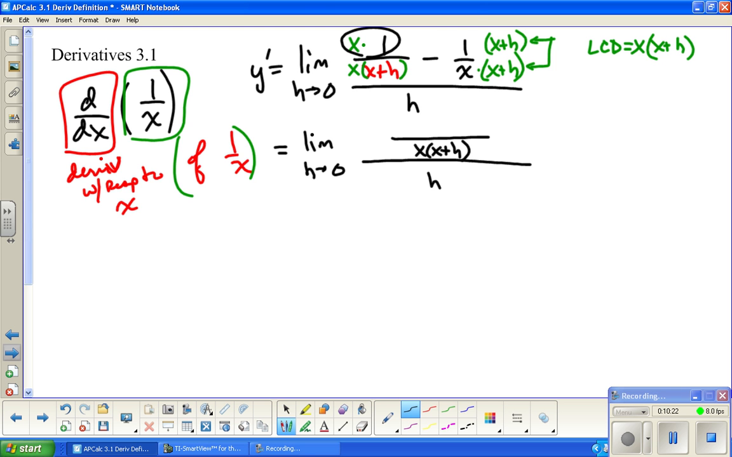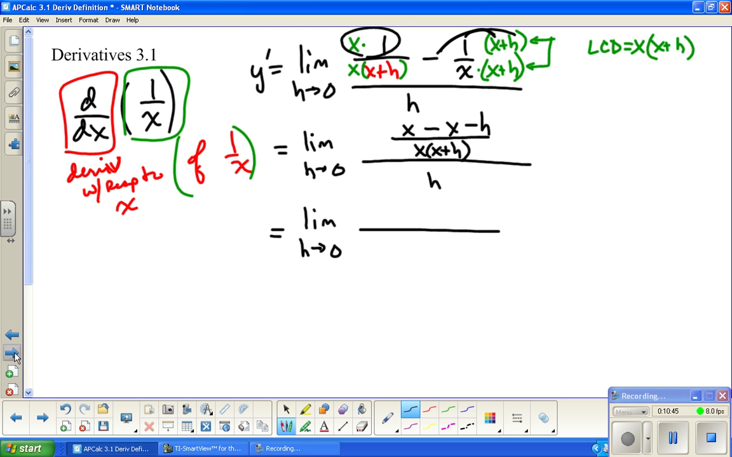X times 1 is x minus, now I'm going to go ahead and distribute that negative 1 on both of these. So minus x minus h. Okay, again, I can't put h equals 0 in yet, I can't substitute yet to do the limit.